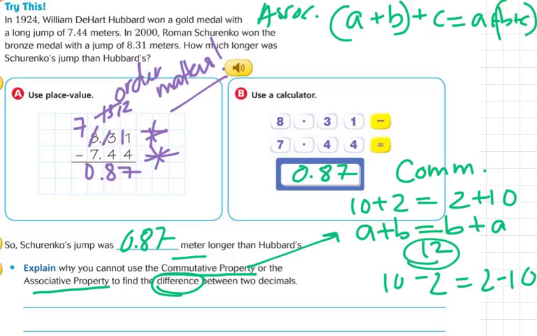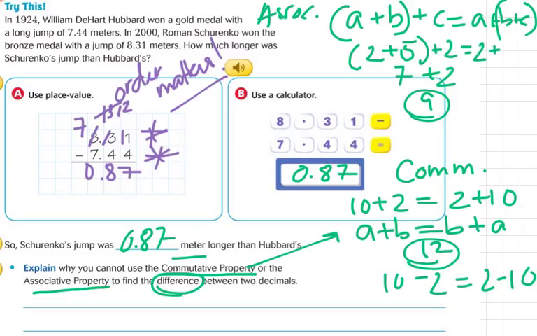So what we do is plug in some numbers here, boys and girls. We can see 2 plus 5 plus 2: 2 plus 5 is 7, 7 plus 2 is 9. Now, if we do this on the other side, 2 plus 5 plus 2, 5 plus 2 is 7, 2 plus 7 is 9. It doesn't matter where we change the grouping of the terms, our sum is still the same.